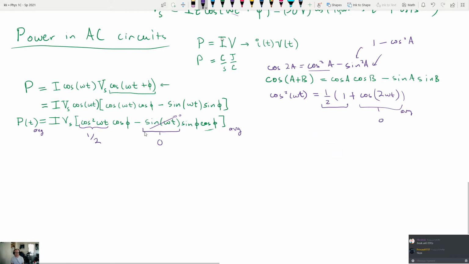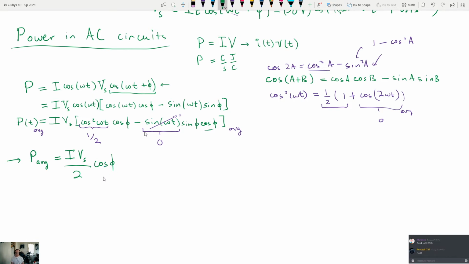So what we end up getting out of this, then, pretty simple result, which is that the average power in our circuit is going to be given by I times Vs, what's left, divided by 2 from the half, and then there's a cosine phi sticking around right here, right? So this gives us one definition of what the average power is. I'm going to give you several more, but this is just one example of what you can use.